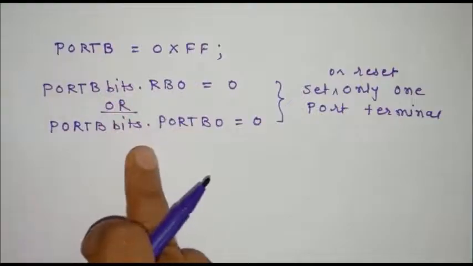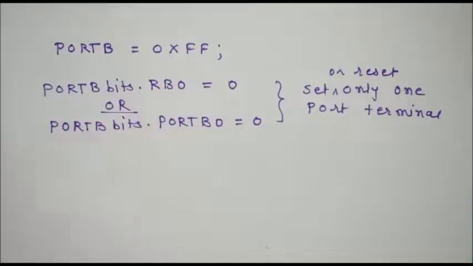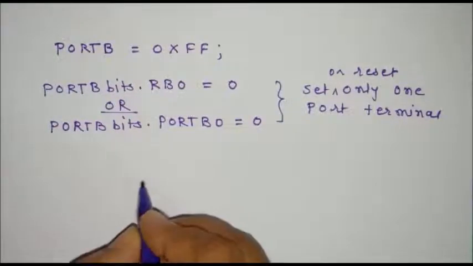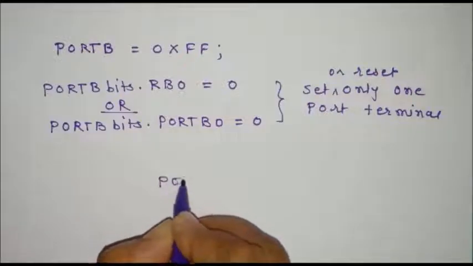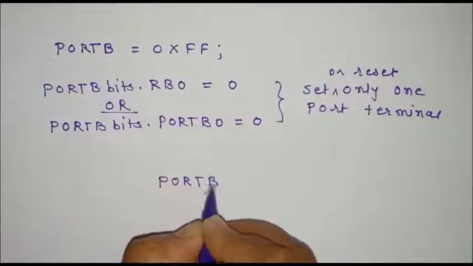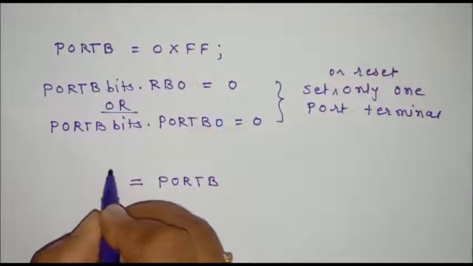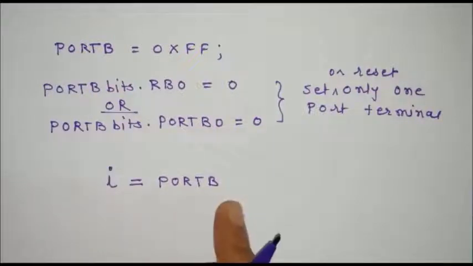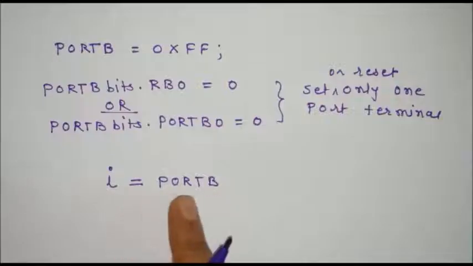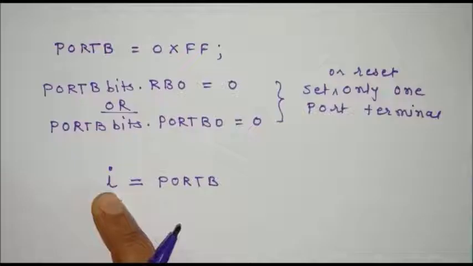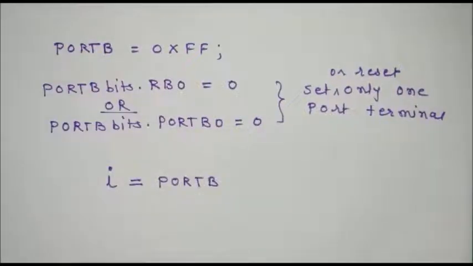The same type of instruction can be used to read data from a port. Suppose I want to read data from port B, and I want to store this port B data into a variable, suppose I, then we can write an instruction like this: I is equal to PORTB. So port B data will be stored in variable I. I we have to declare as an unsigned character.